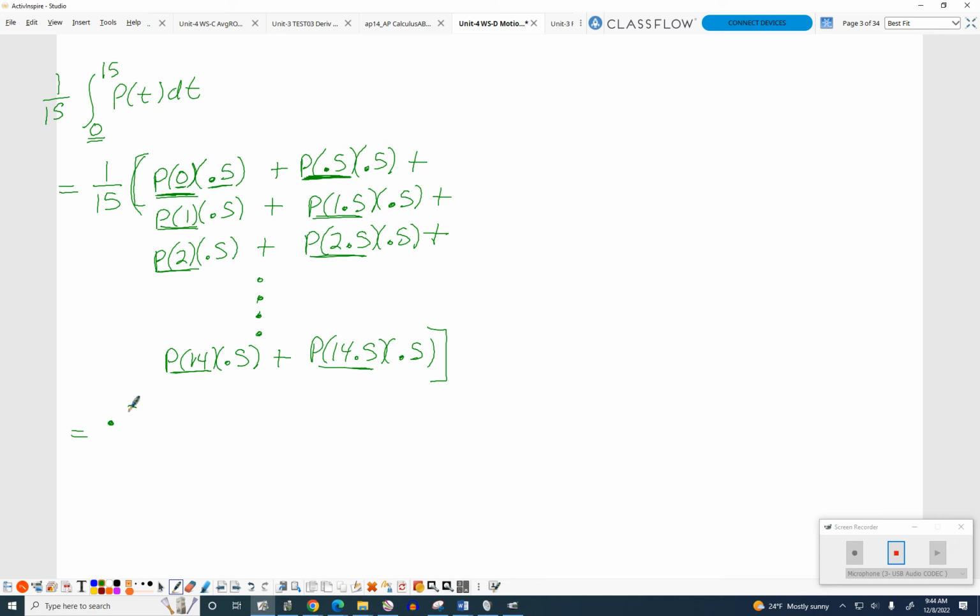Raise your hand, please. Don't say it out loud. What is a fraction that is equivalent to 0.5 divided by 15? You can use your calculator if you want. Hands up. What's a fraction that's the same thing as 0.5 divided by, so here we go, dot, dot, dot, P of 14.5.